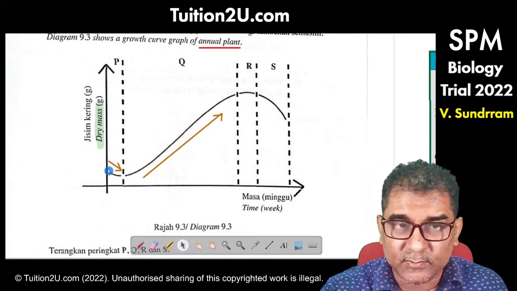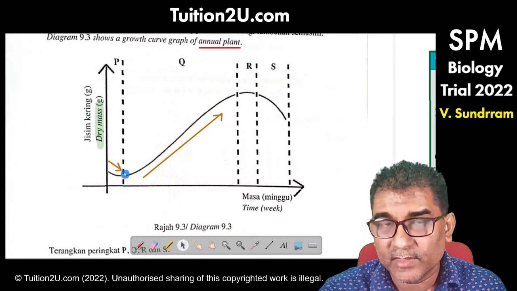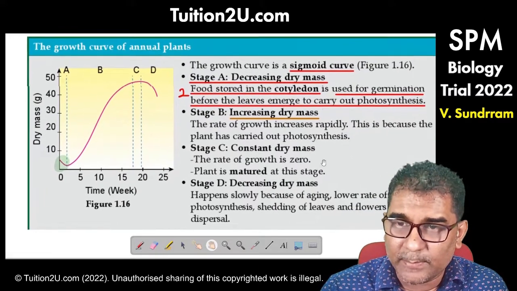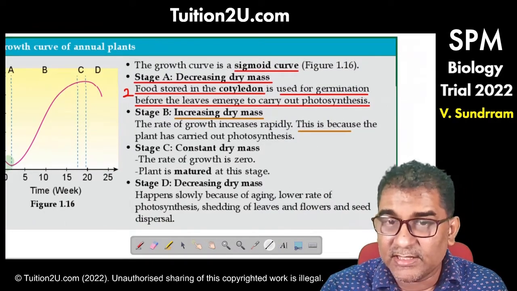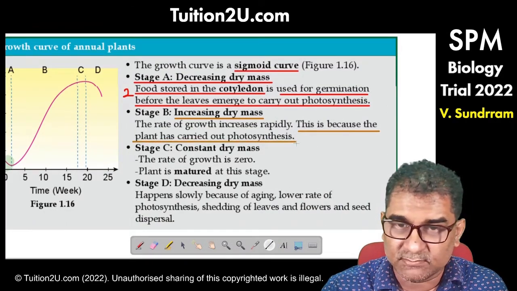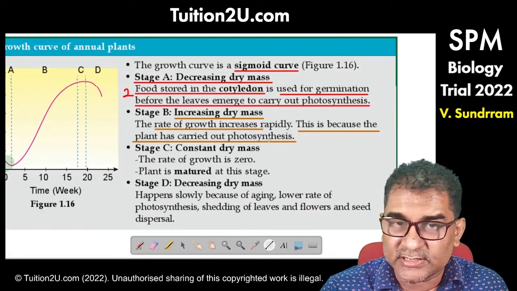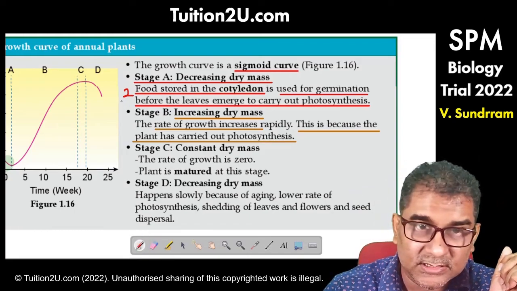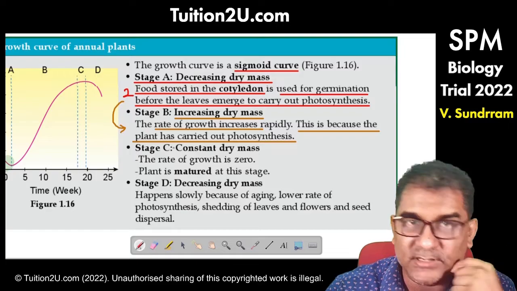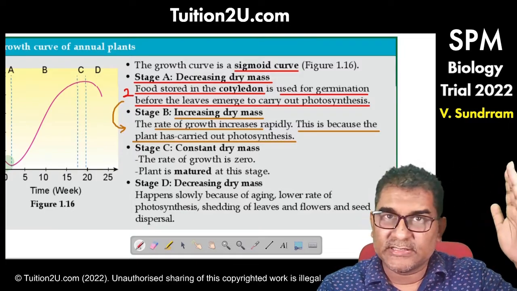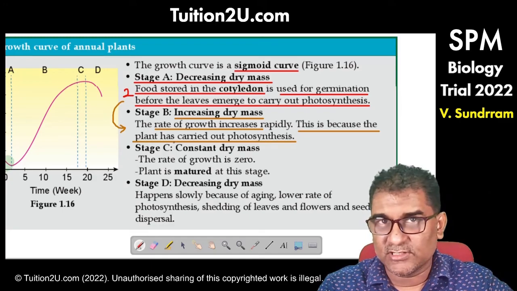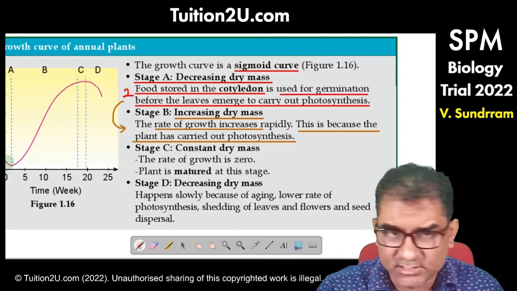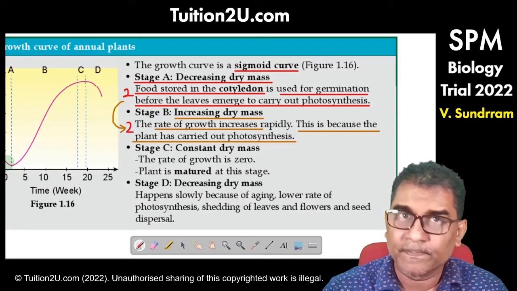What you told earlier? No leaf, no photosynthesis. What is the antonym of that answer? Let's look at this side. So what happens now? They have the leaf, they do photosynthesis. So the rate of growth increases, the dry mass increases. Do you realize the stage A opposite is stage B? Decreasing, increasing. No photosynthesis, have photosynthesis. Dry mass decrease, dry mass increase. Bonus, another 2 marks here.